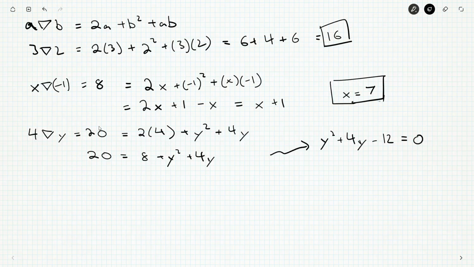So to solve for my values of y, I just need to solve this quadratic. So we've got 2 options. We can either use the quadratic formula, which often takes a little longer, but it always gives the correct answer, or we can stop and think, can I factor this? Can I find 2 numbers that multiply to negative 12 and add to positive 4?